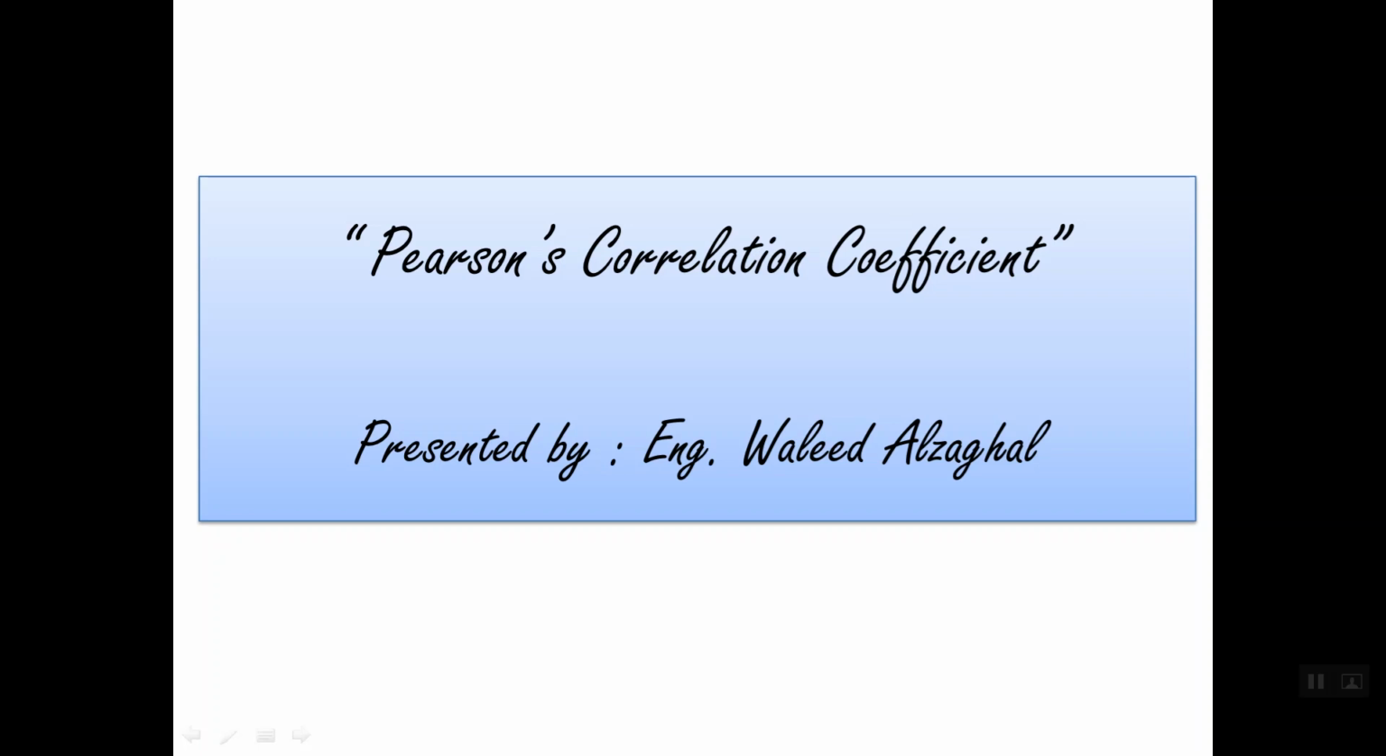Hello everybody, I would like to talk about the Pearson's correlation coefficient. In a previous presentation, I talked about the main concepts for the correlation. I talked about the direction of the correlation and the strength of the correlation, and I talked about the scatter plot for the observation. You can simply turn back to it.